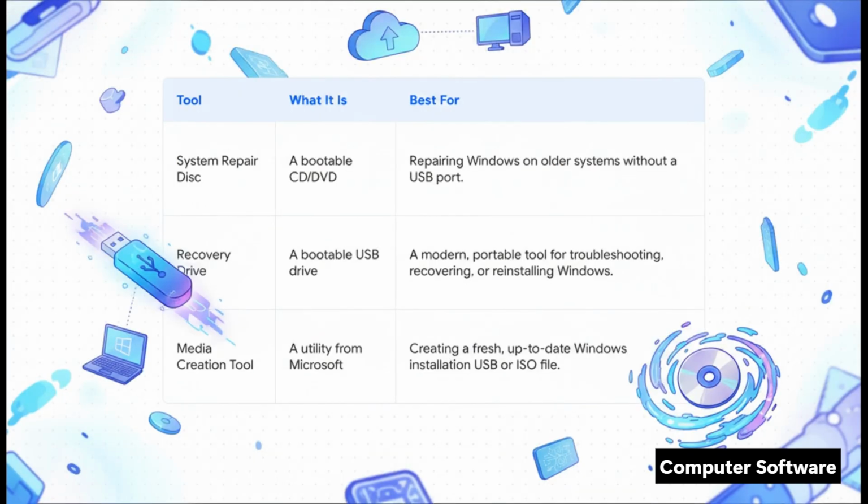So what does this little digital insurance policy look like? Well, for pretty much everyone these days, the best all-arounder is a recovery drive. It's basically a bootable USB stick that copies all of your system's emergency tools onto a portable lifeline. So if your PC is so broken it won't even load its own recovery screen, this drive will.